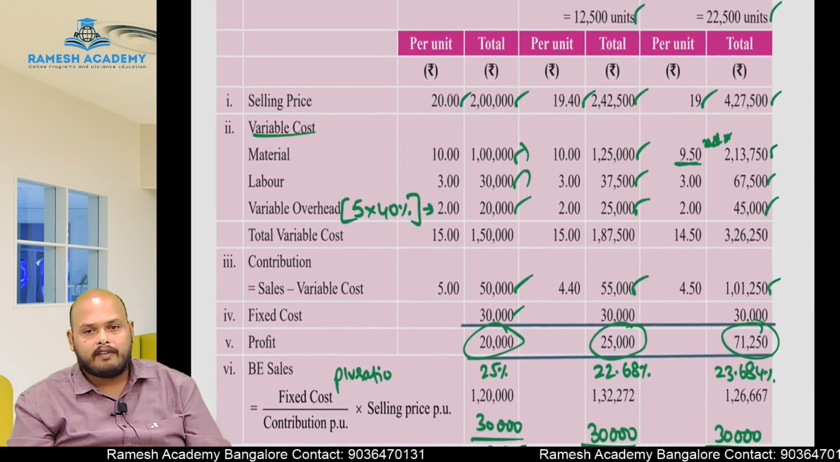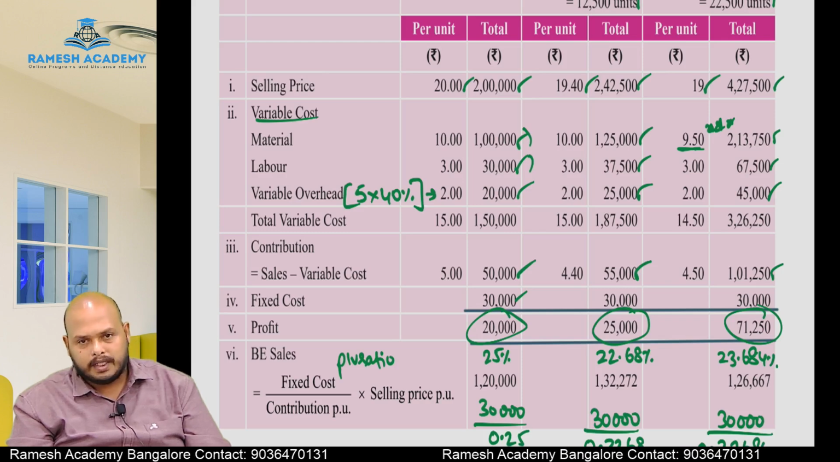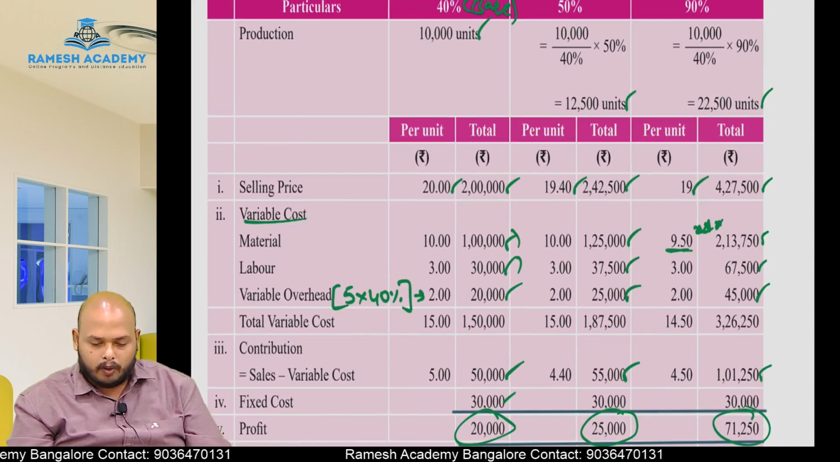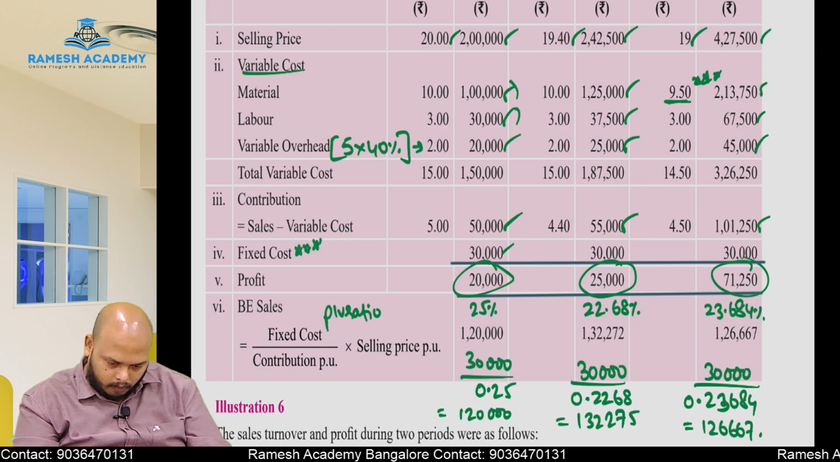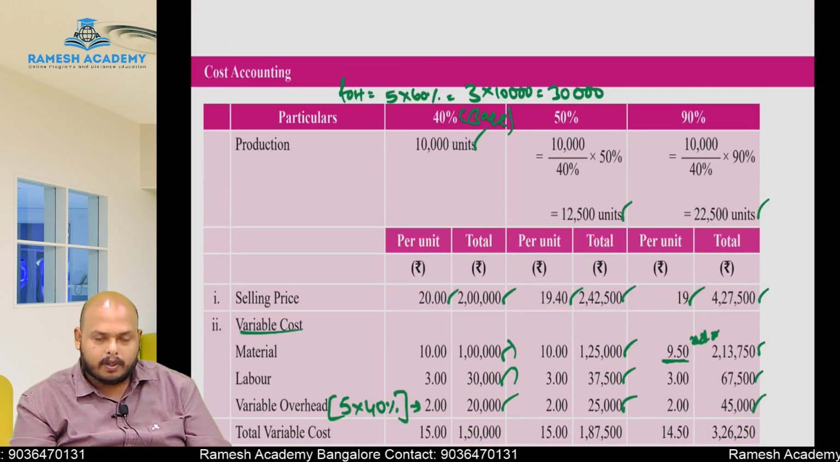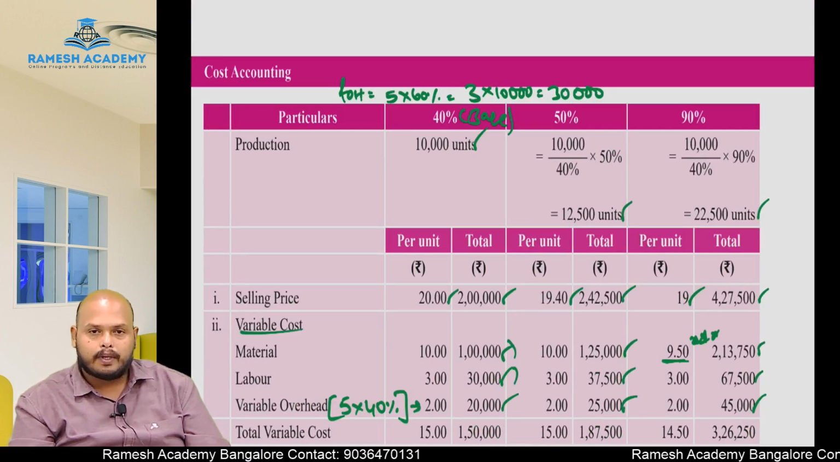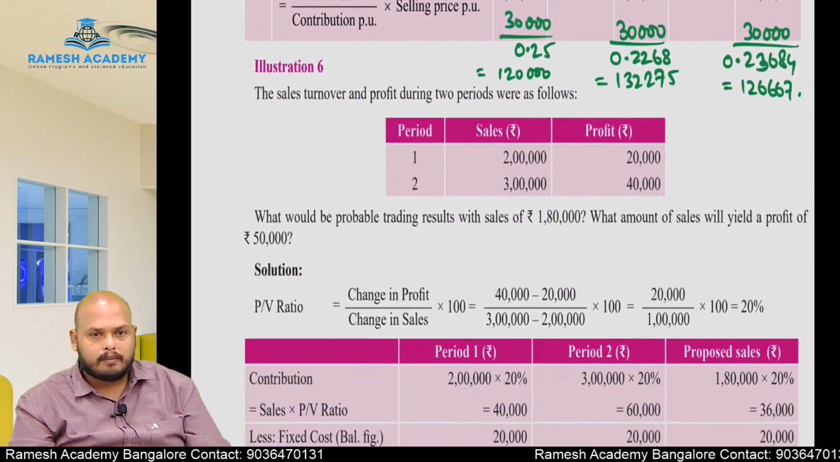Illustration number 5 is a combination of marginal costing plus budget and budgetary control. Simple question only. The only thing you have to keep in your mind is fixed cost. Fixed cost we have to always calculate for the base. Here what is the base capacity? The base capacity is 40%. Okay? Next, let us move on to illustration number 6.